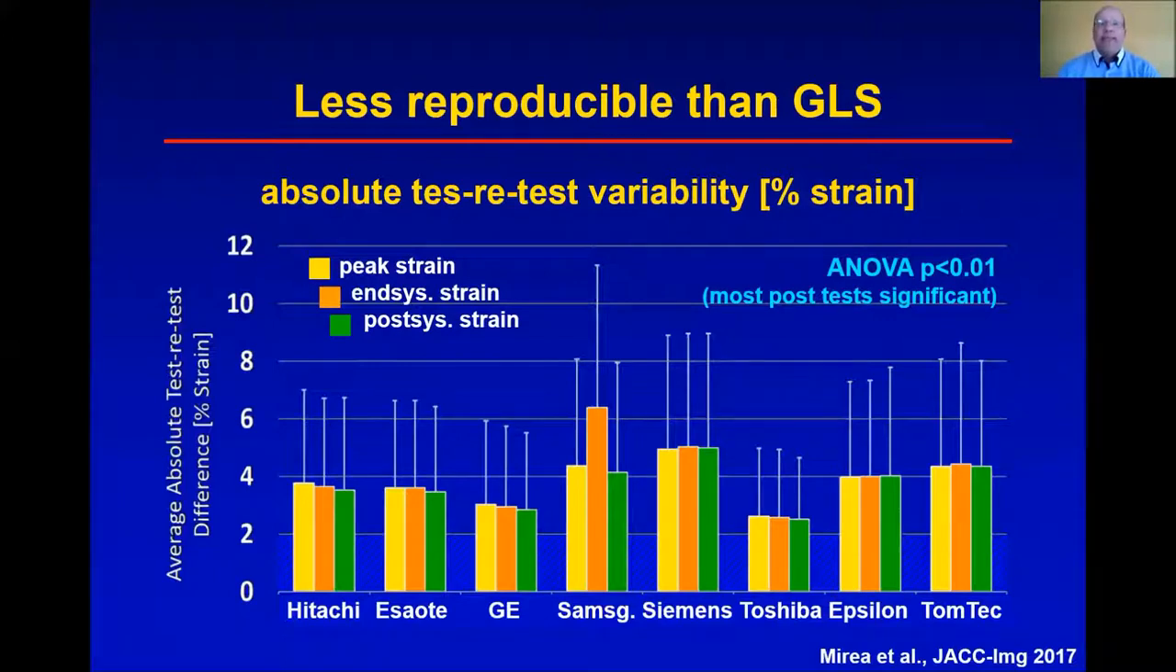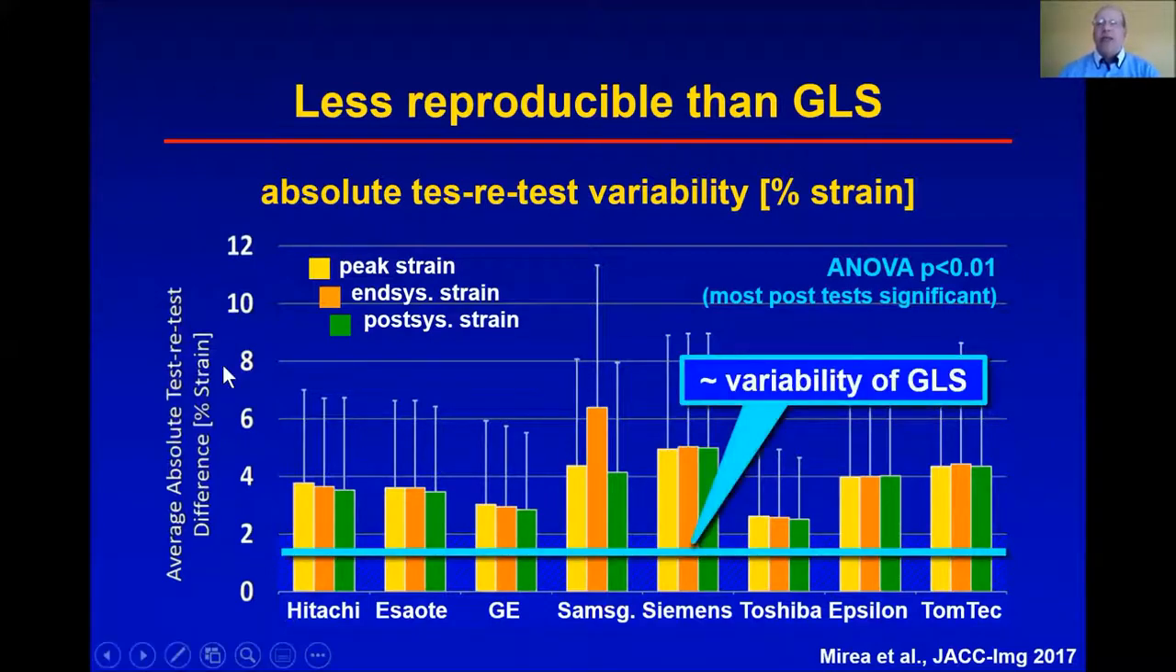We have tested that in an intervendor comparison study a few years ago in Leuven, where we invited different companies to bring their machines and their post-processing software, and we scanned the same patients on all the machines. And you see here the retest variability of the strain measurements, peak strain, end systolic strain, and post-systolic strain. And you see that we have huge differences in the variability in the different vendors. And all these variabilities are much, much higher than what we had as the average variability of global longitudinal strain.